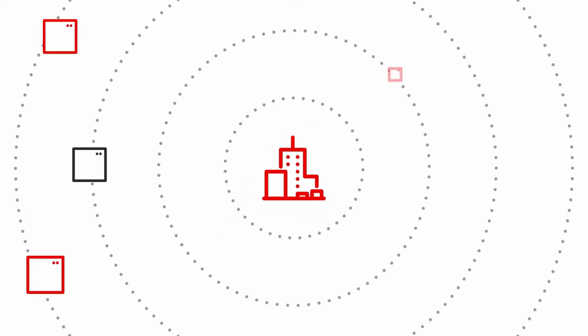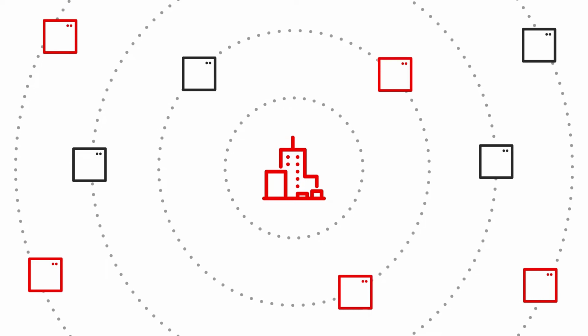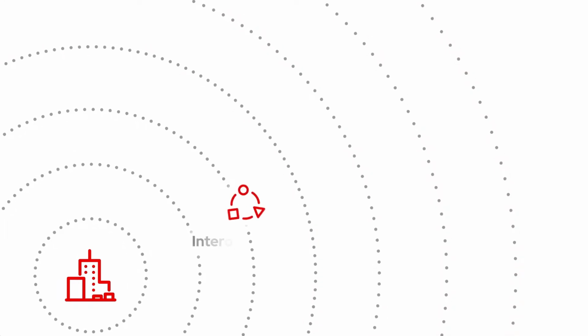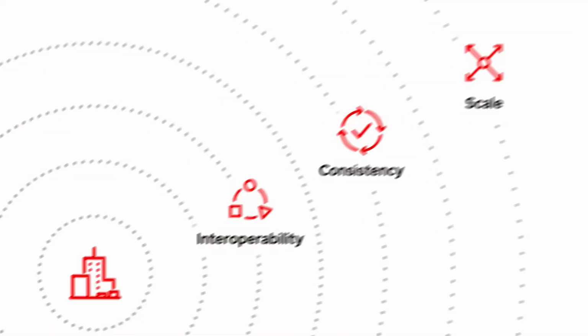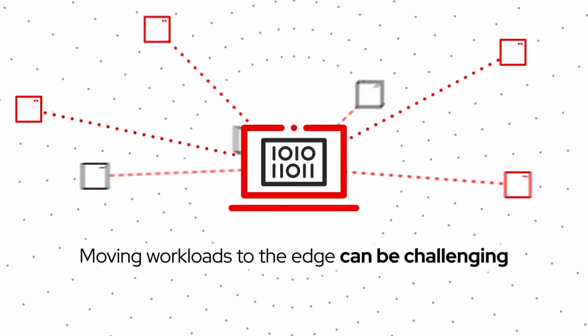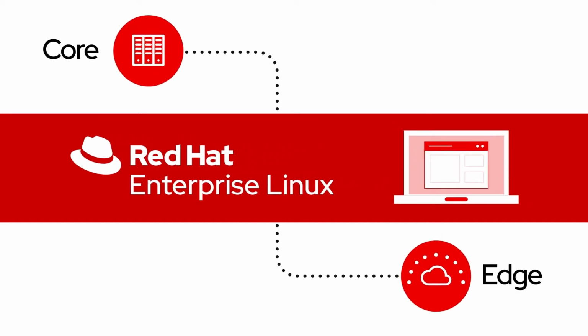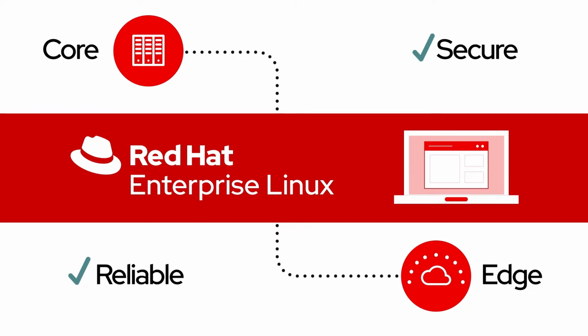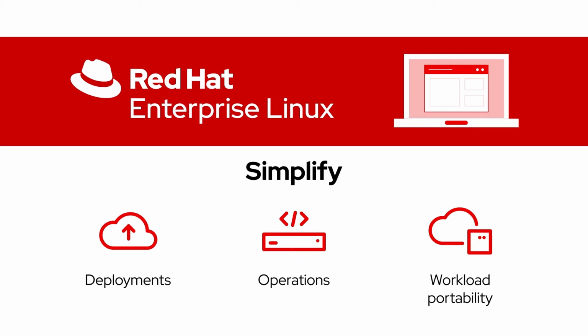We live in a world where applications and the interaction of data are no longer confined to a single cloud or data center. Today's organizations are shifting to edge computing to solve a wide range of business challenges by leveraging data at the source. While edge computing is a top strategic priority, moving workloads to the edge can be challenging. Red Hat Enterprise Linux offers a unified platform from core to the edge and delivers a reliable and secure foundation to simplify deployments, operations, and workload portability.